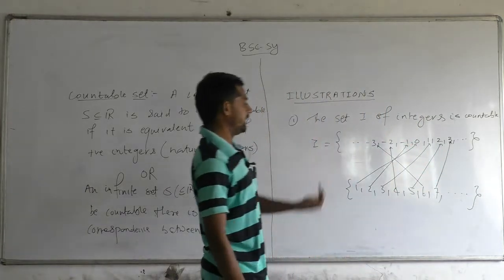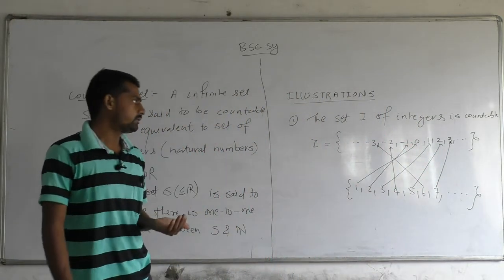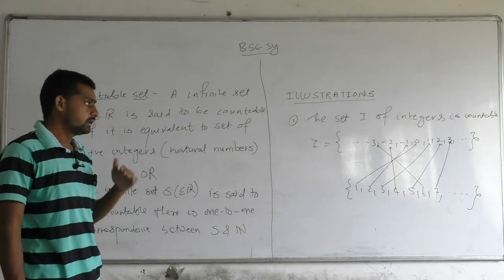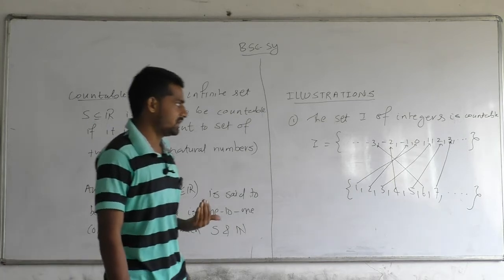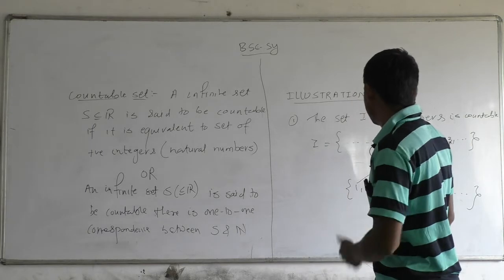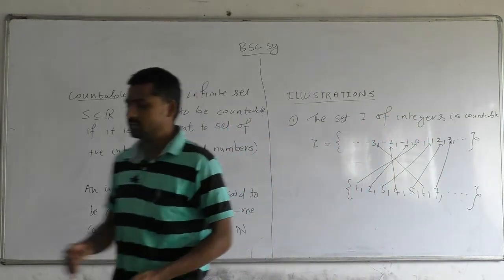Like that we can find a function f from the set of natural numbers to the set of integers, which is both one-one and onto. Therefore, the set of integers is equivalent to the set of natural numbers. Therefore, the set I of integers is countable.